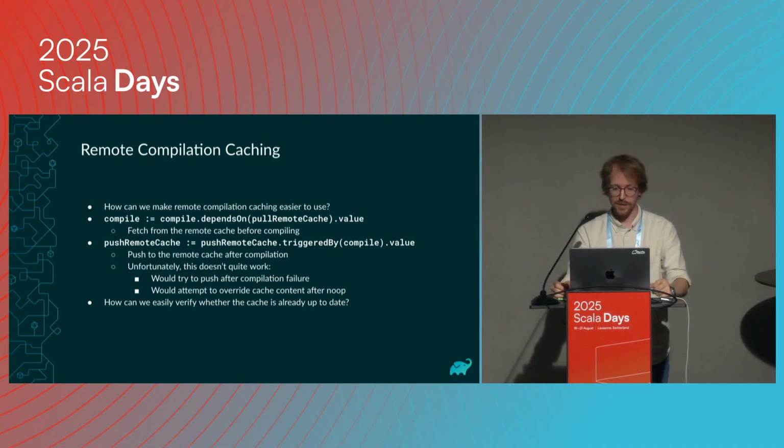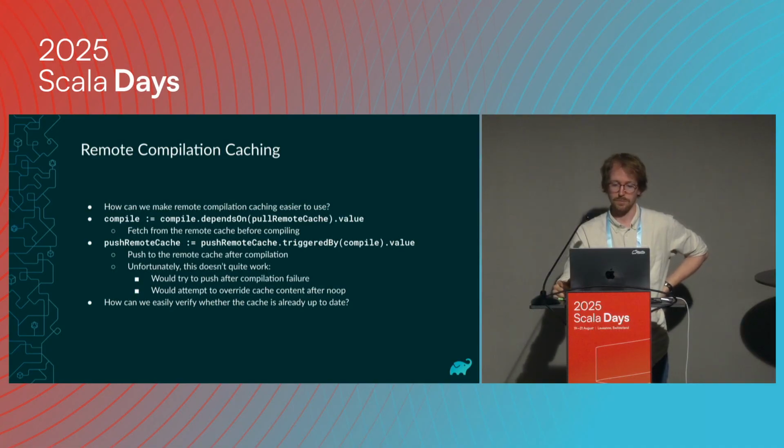So redefine compile, calling equal, compile depends on pull remote cache.value. That works well. Whenever we execute compile, because it depends on pull remote cache, it's going to do it. Pull remote cache, restore the incremental compiler state, and then try to compile, which should be hopefully a no-op. Good. So now we would also like to keep the remote cache up to date.